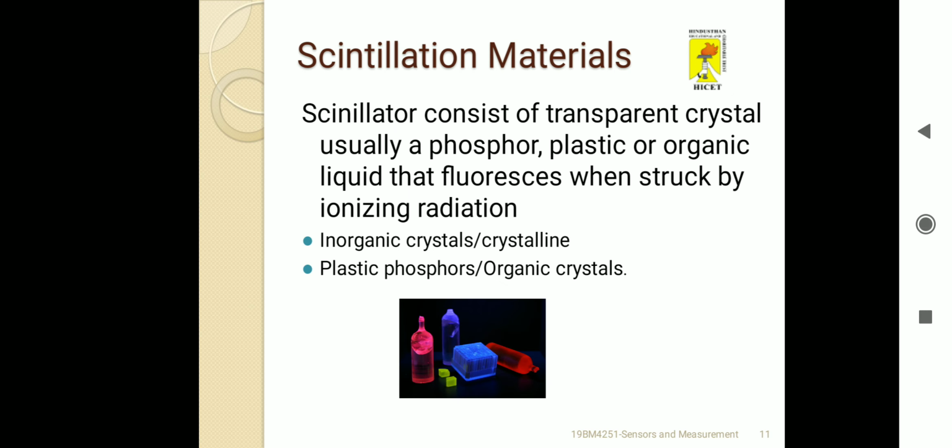So what are the materials which can be used for a scintillator? The scintillator consists of a transparent crystal, usually a phosphor, plastic or organic liquid, that fluoresces when struck by ionizing radiation. Generally it is classified as inorganic crystalline scintillators, organic crystals, or plastic phosphors.